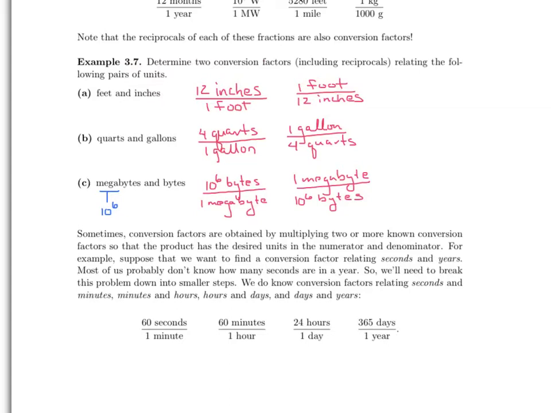We know, for example, that there are 60 seconds in a minute, so there's a conversion factor relating seconds and minutes. We know there are 60 minutes in an hour. We know that there are 24 hours in a day, and we know that there are 365 days in a year. Each of these fractions is a conversion factor relating the units that are in the numerator and denominator. So we should be able to use these 4 conversion factors to help us find a conversion factor that relates seconds and years.